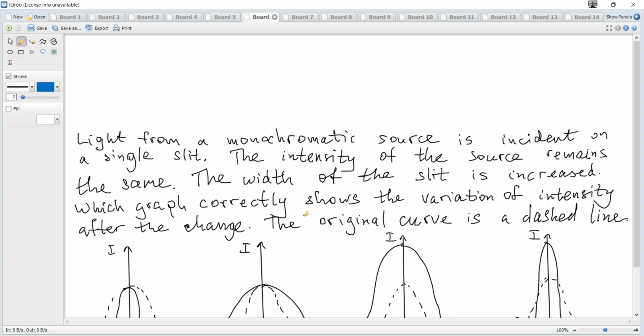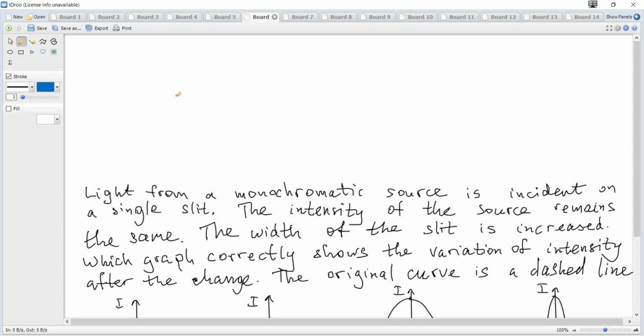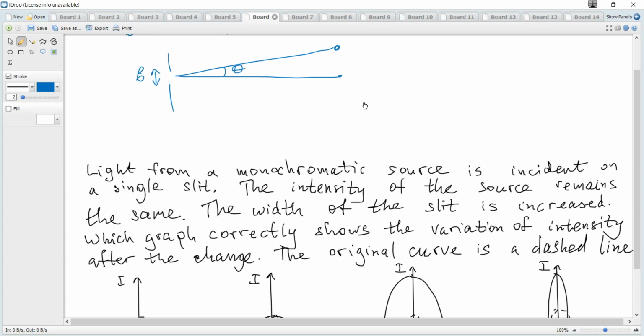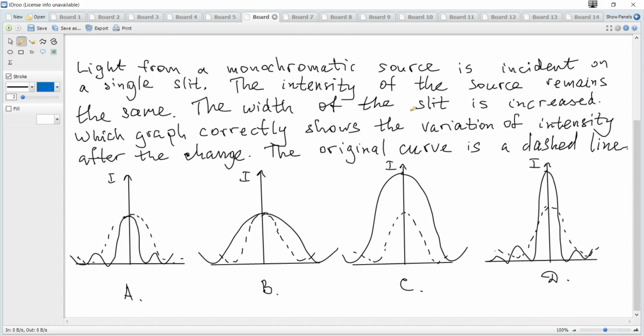So the only formula for single slit diffraction is the next: b sine theta is k lambda, where b is the width of the slit and theta is the angle at which minima occur. And the first change is about the width of the slit. It's just literally more light incident on the screen, so greater intensity.